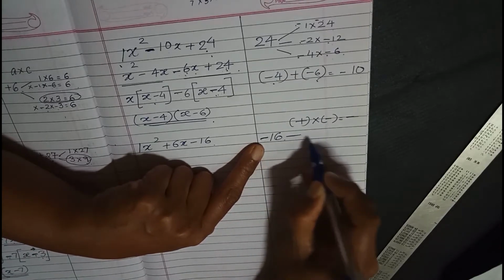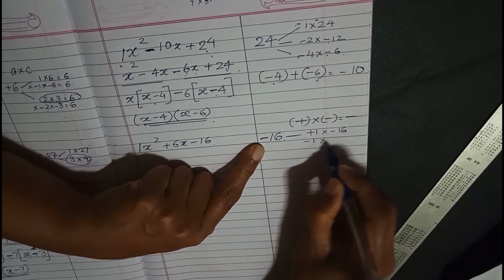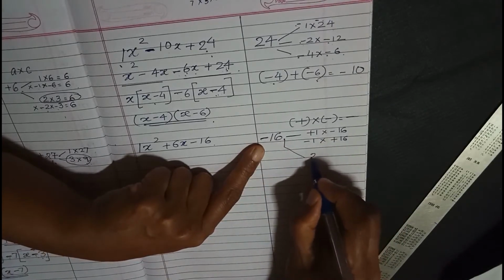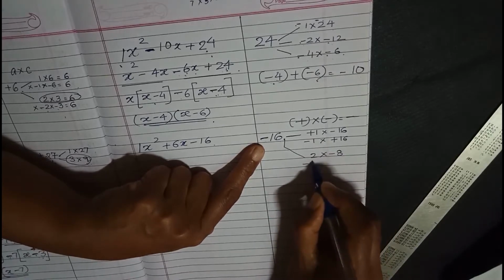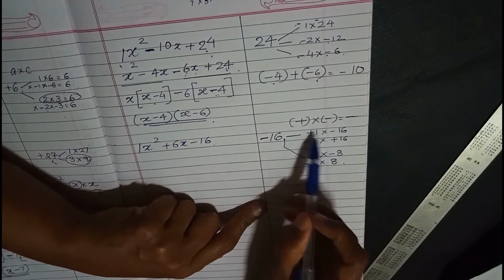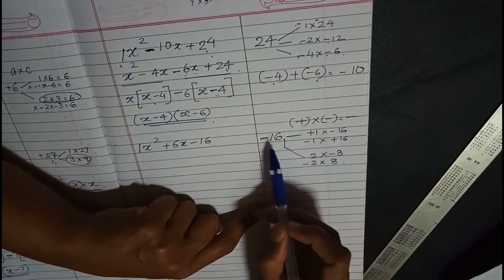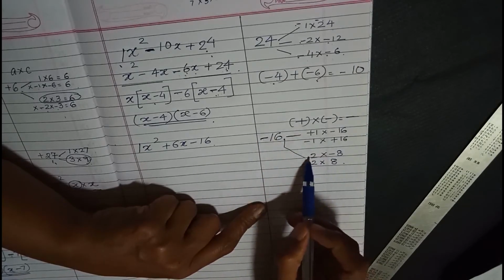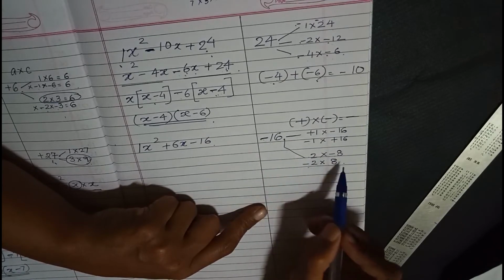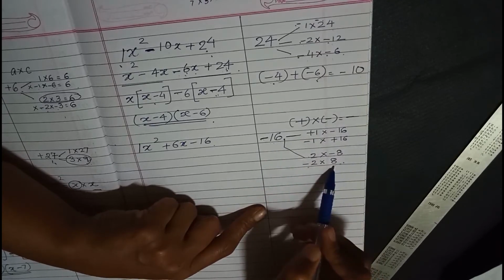So let's find out the factors. It can be plus 1 into minus 16 or minus 1 into plus 16. This is one possibility. Second is 2 into minus 8 or minus 2 into 8. So these are the possibilities. So here plus 1 into minus 16 is giving me minus 16. Minus 1 into plus 16 is also giving me minus 16. Plus 2 into minus 8 is also giving minus 16. Minus 2 into plus 8 is also giving minus 16. So all these four possibilities are correct.